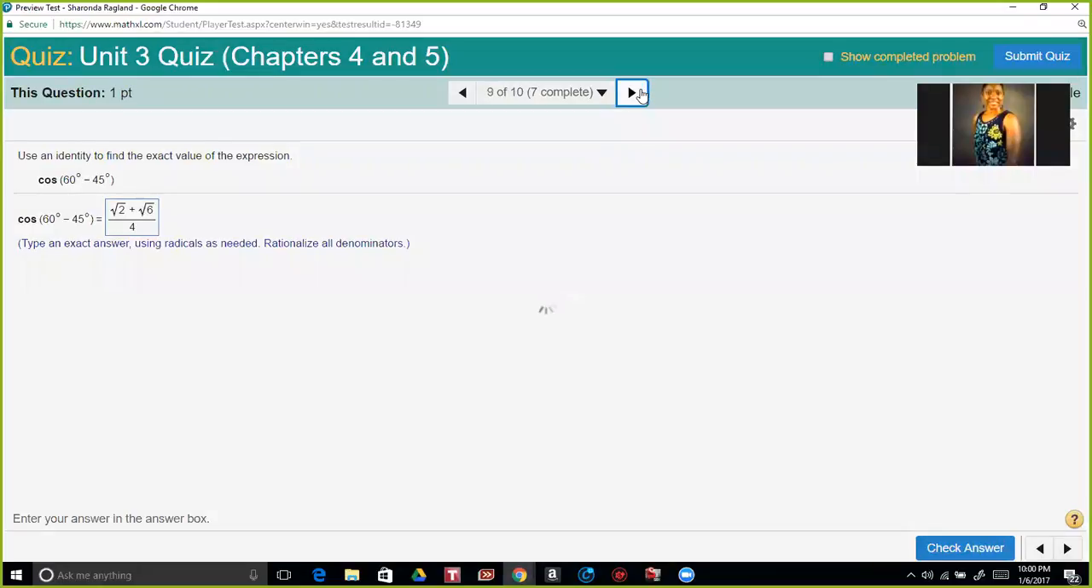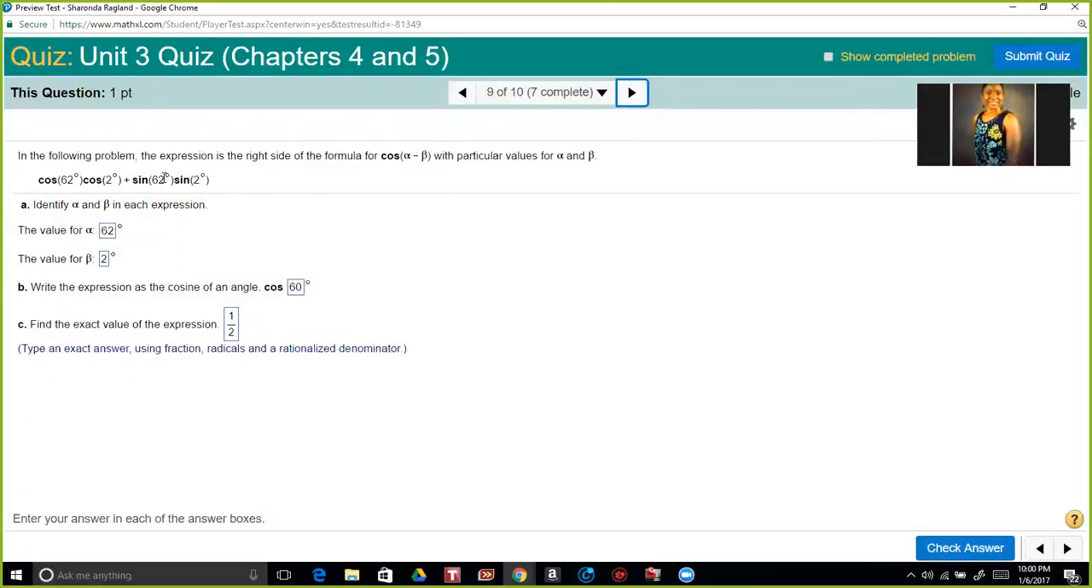Okay, now. All right, this one here. This one's the same thing, okay? This is the difference. Basically, what they want you to do is identify alpha and beta. So alpha is 62, beta is 2 degrees. The cosine of the angle 62 minus 2 is 60 degrees. And then find out what cosine of 60 degrees is, just use the unit circle. Cosine of 60 degrees is 1/2. Okay, so have your unit circle available.